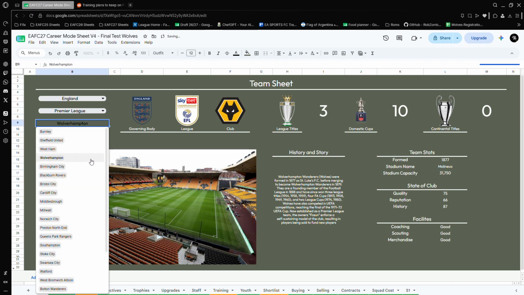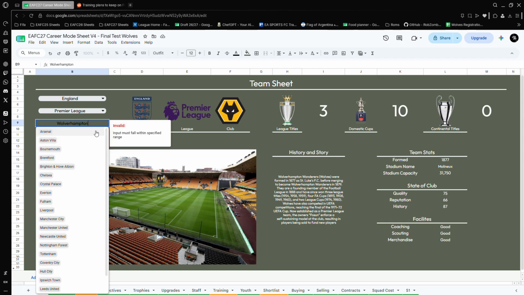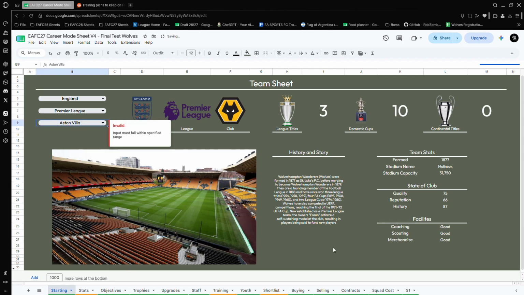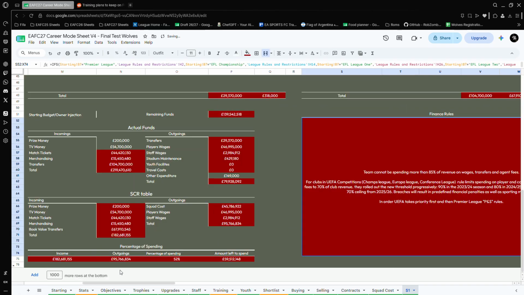Premier League. Aston Villa. Obviously, once I put my squad cost in, it tells me I'm spending, but yep, so the Premier League's 85 as well, so that's fine. If he was in the Premier League, I would be earning a lot more money because of ticket price and things. So that's why that's all changed.